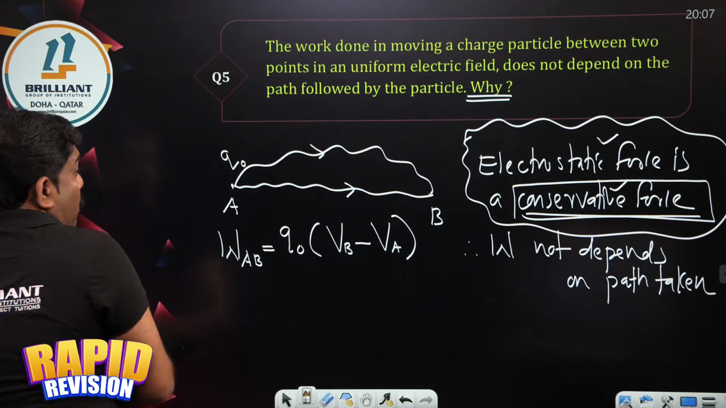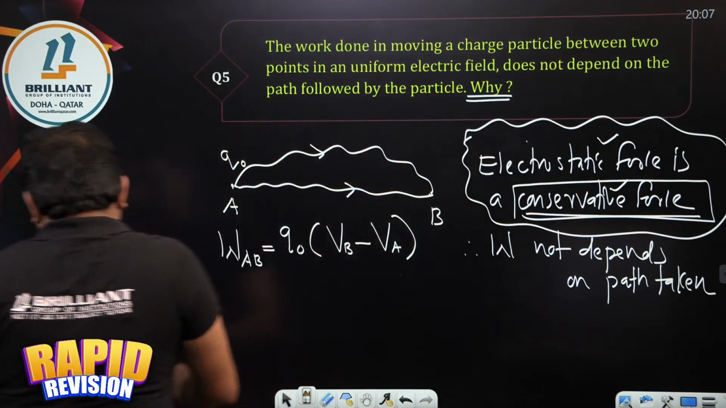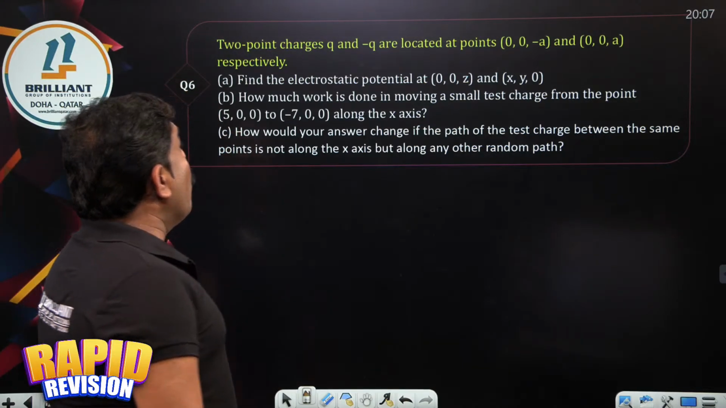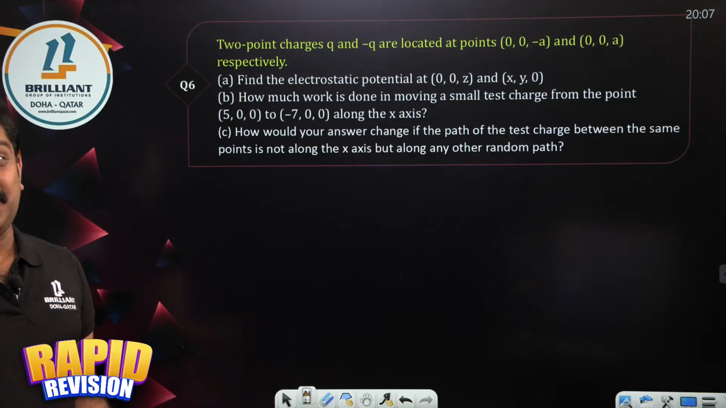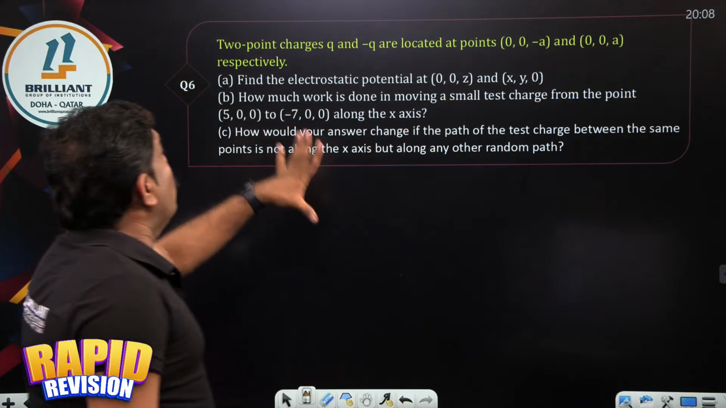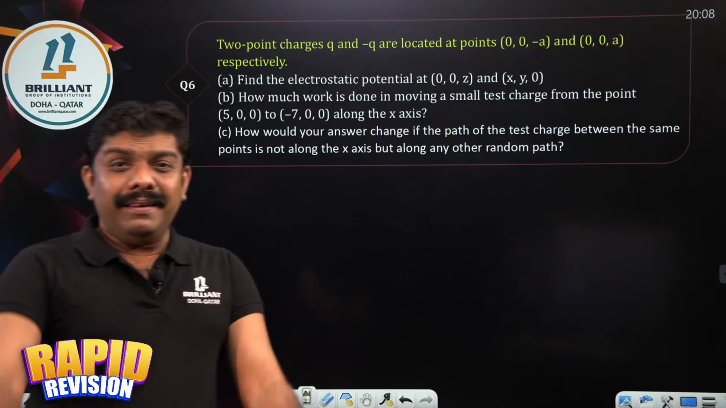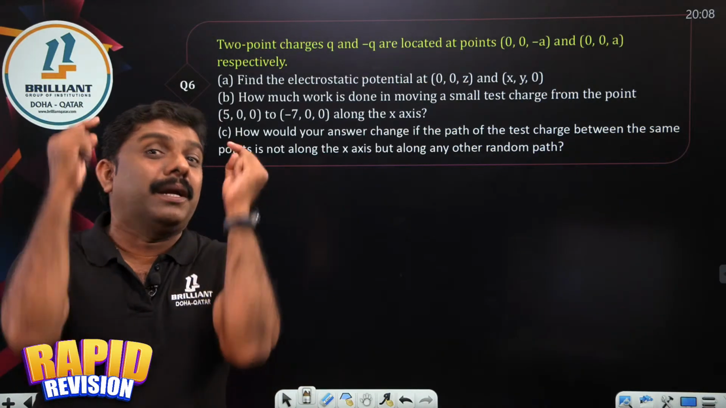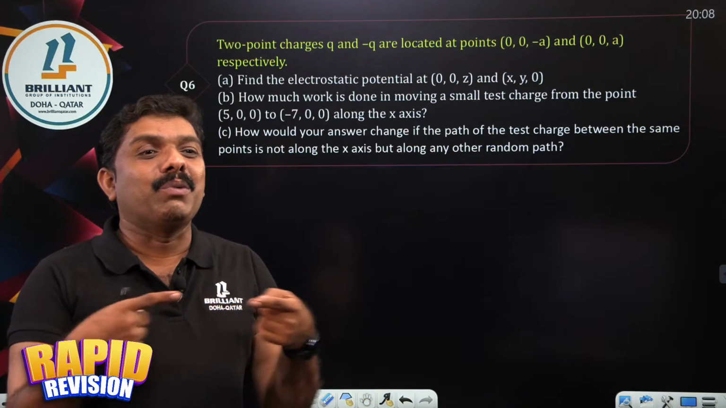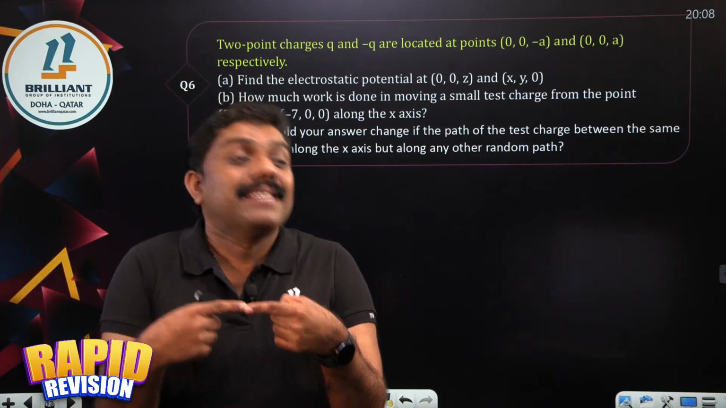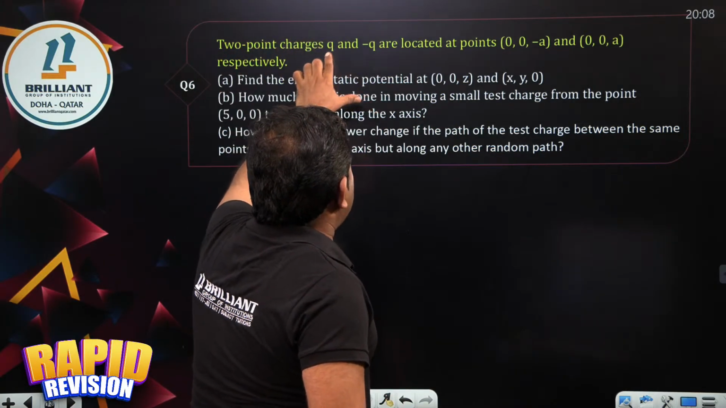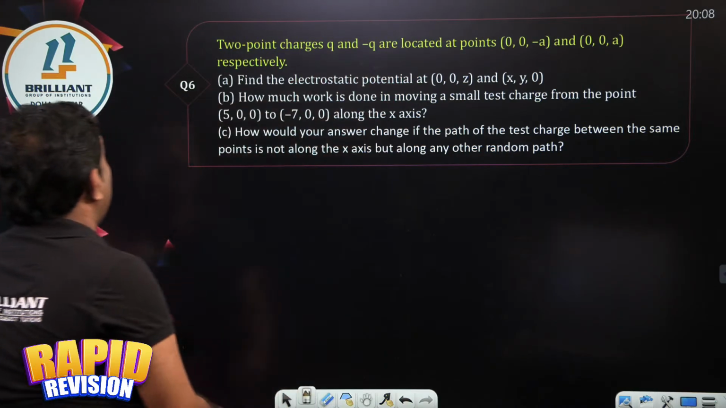So now the next one. Please see this answer, a very important one. Now we are explaining the next one. Look, question 6. Two point charges Q and minus Q are located at points (0, 0, -A) and (0, 0, A) respectively. When reading that question, students will think minus Q and plus Q. So it is equal and opposite charges, so it is a dipole. So definitely it will be a dipole.